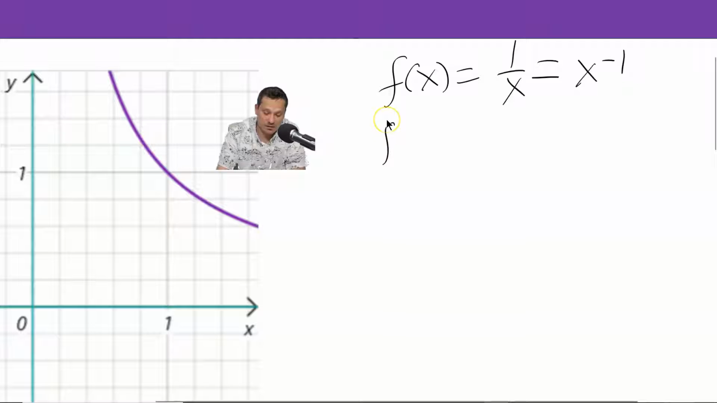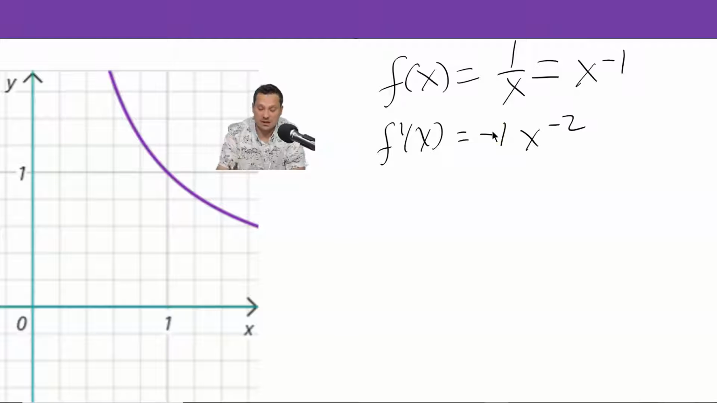So I'm going to have now f prime of x. And the power rule states that you take this negative 1, you place it out front, and then you subtract 1 from it. So I'm going to have negative 1, x to the negative second. And then I clean this up, for example, simply by rewriting it as negative 1 over x squared. So this is the derivative, f prime of x.